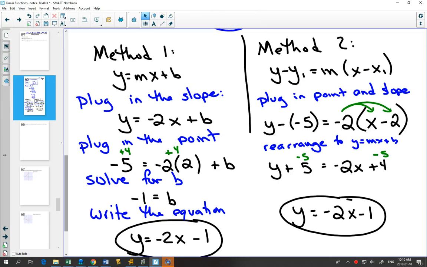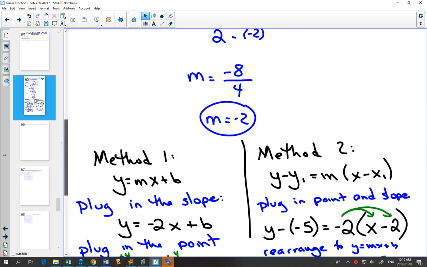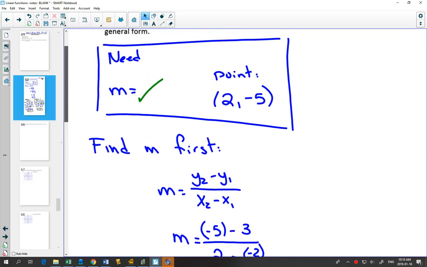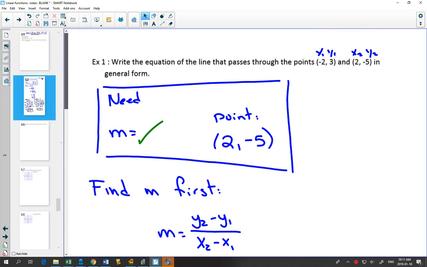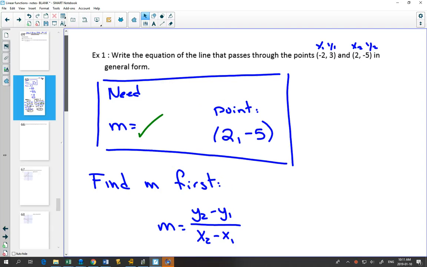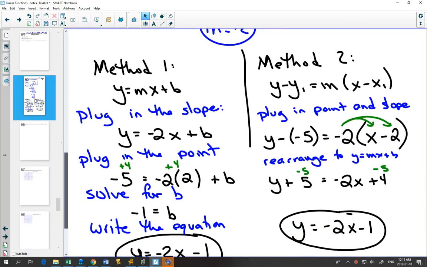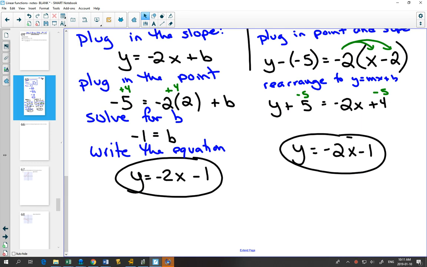In this one, I rearranged both to y equals mx plus b, but I should reread the question just to make sure it didn't ask for general form. Oh. What does it ask for? General form. So that's why it's really good at the end of a question to reread something. This one is really easy to write in general form.